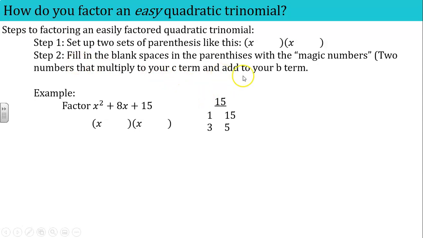So we're looking for a pair of numbers that multiply to 15 and add to your B term. So 1 plus 15, that equals 16. So that's no good. We're looking for pairs that add up to 8. So thankfully, this pair works, multiplies to 15, adds up to 8. So these two magic numbers, as I call them, go into the blank spaces in your parentheses.